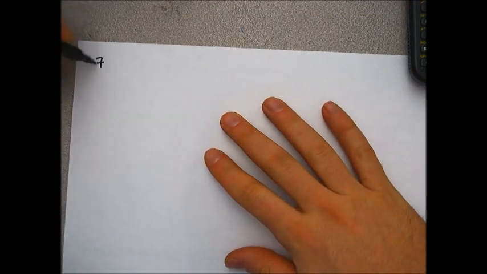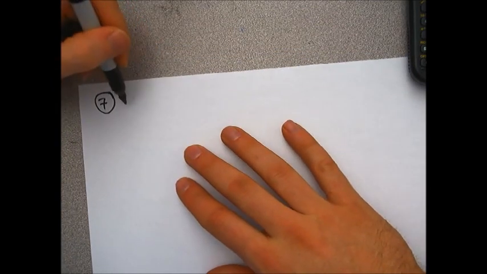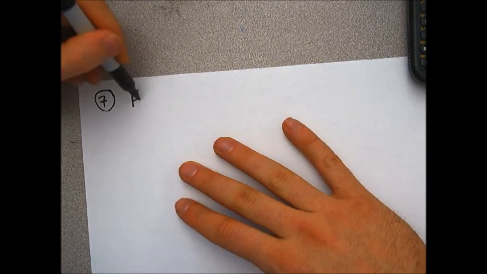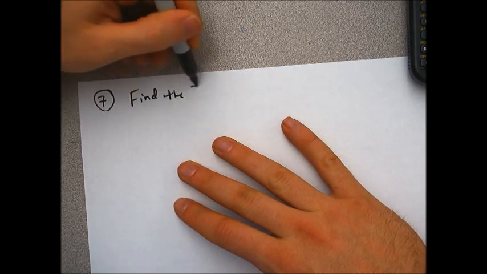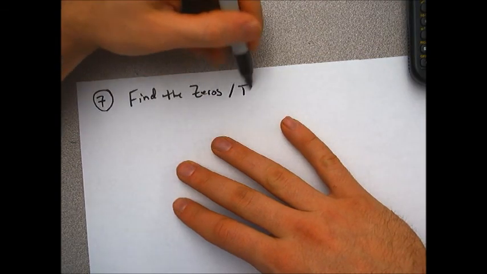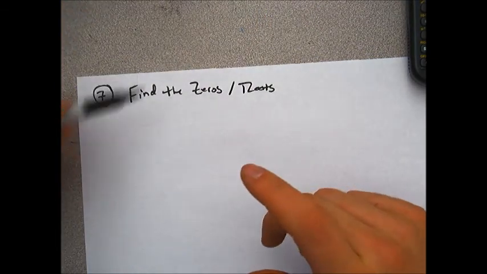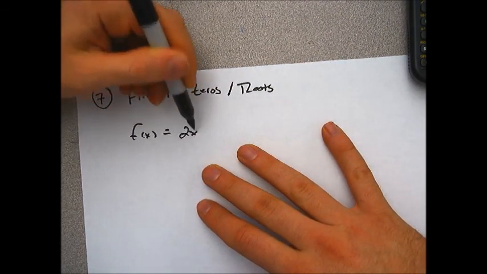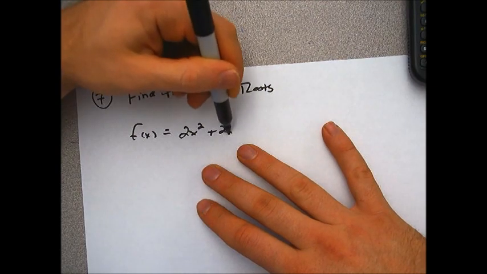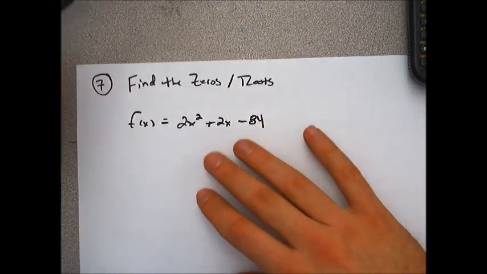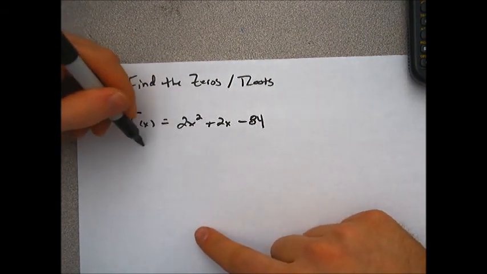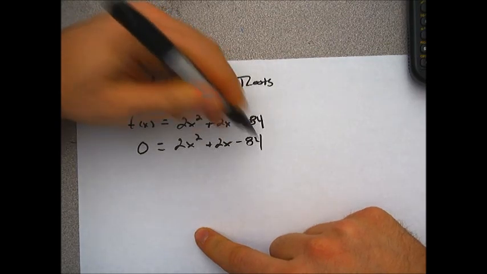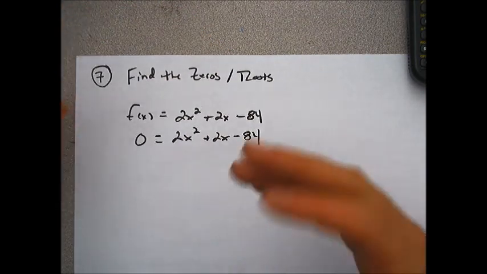Okay, for our seventh one now, I want to back up a step and make sure we know the difference between a system of equations and solving a quadratic. So whenever it says find the zeros or the roots, and let's say we have f of x is equal to 2x squared plus 2x minus 84, find the zeros. It means I want to set this equal to 0. So this is quadratic. I know that because my degree is 2. How do I solve a quadratic?